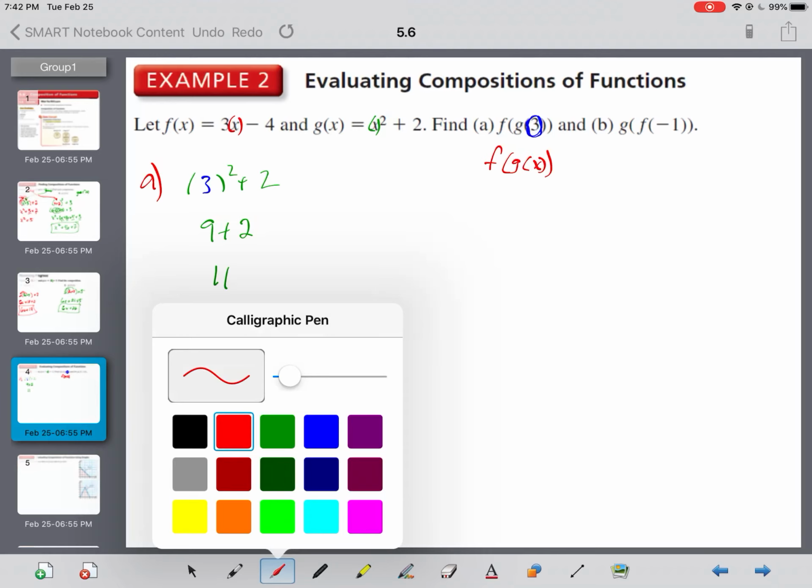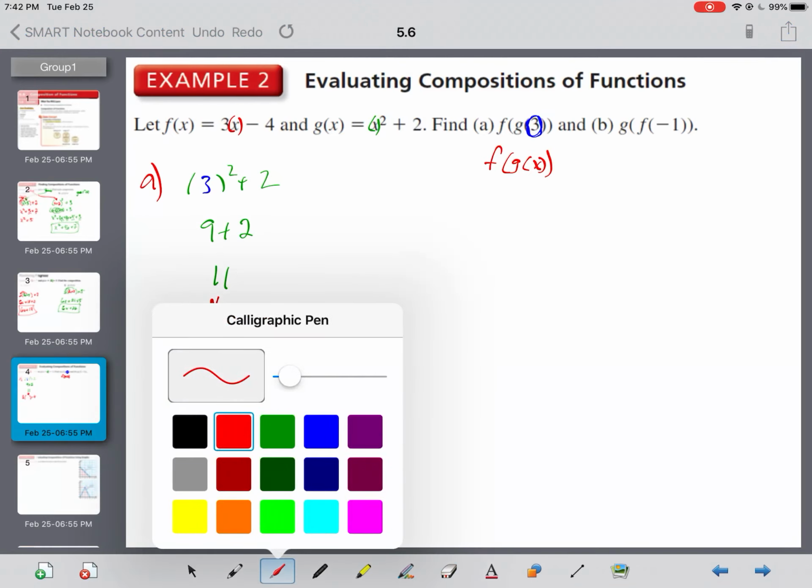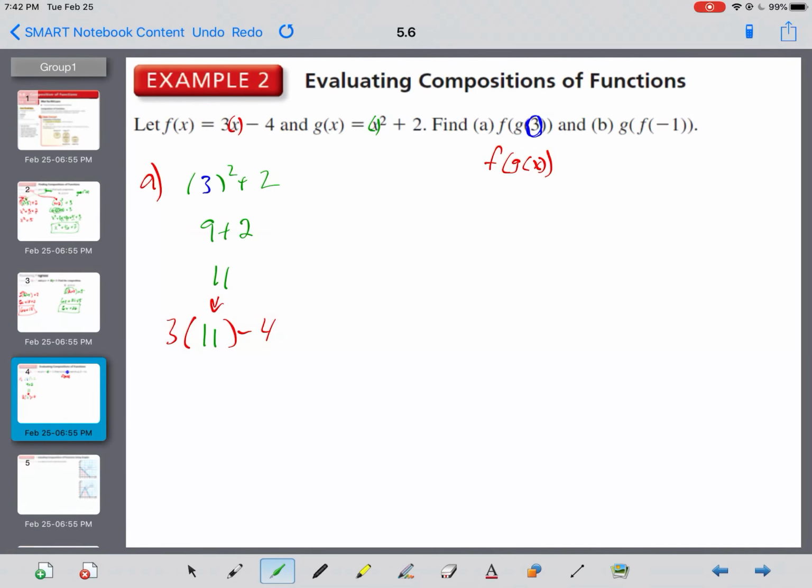Now the 11 is what we're going to take and plug into 3 times something minus 4. Plug the 11 in there. I should do that in green to make it color coordinated better, because that's where the 11 came from. Then we're going to say 33 minus 4, which is 29 overall.